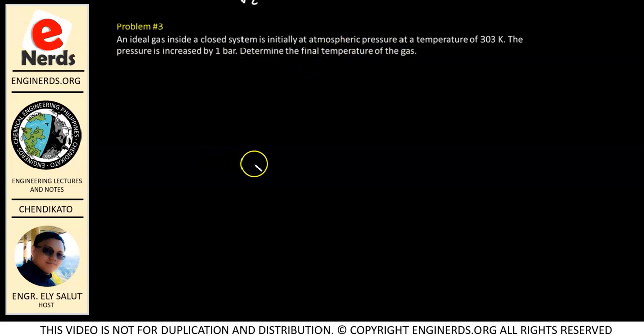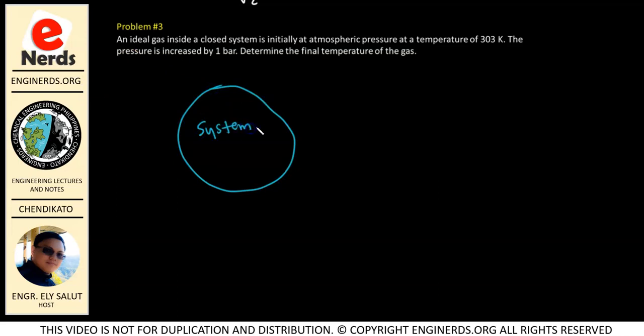Okay, an important thing to understand when you are dealing with ideal gas is understanding the terms that are used. For example, in here we have an ideal gas inside a closed system. So what do we mean if we have a closed system? It means that there is no mass or energy going in or out of our system. So for example, this is our system. So in this case, our material will not be able to escape from our system.